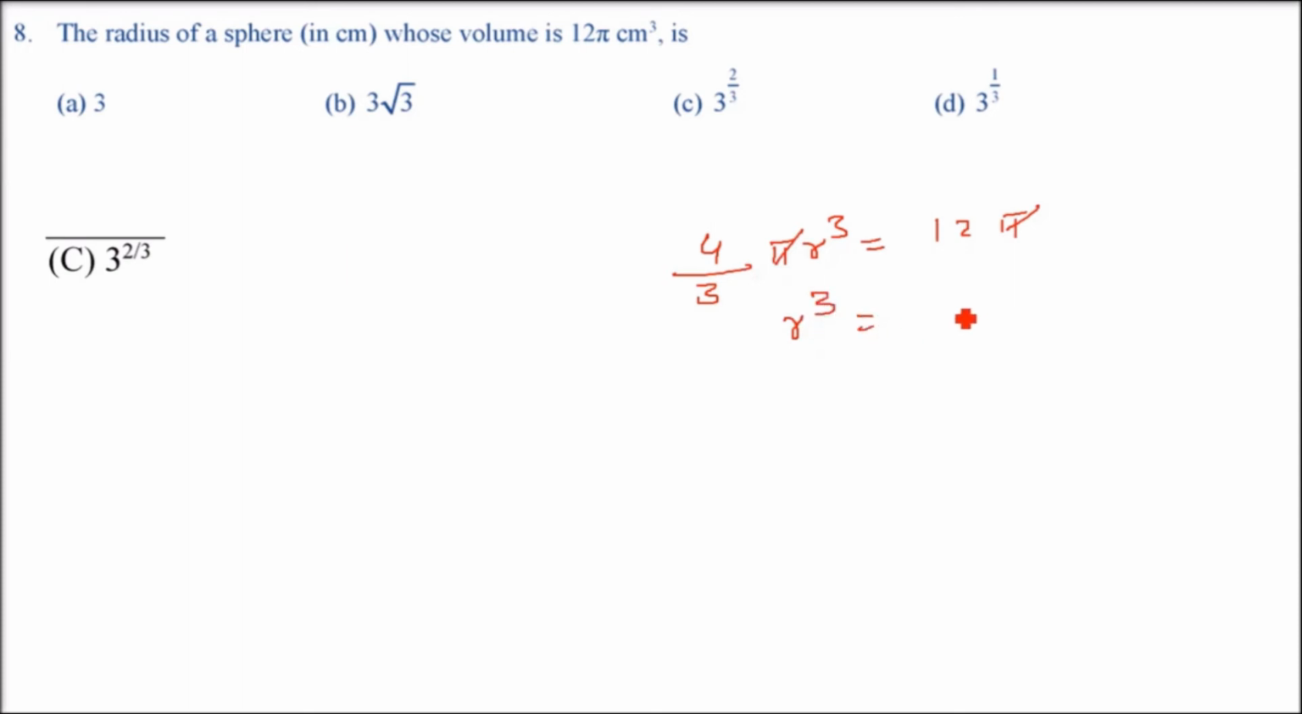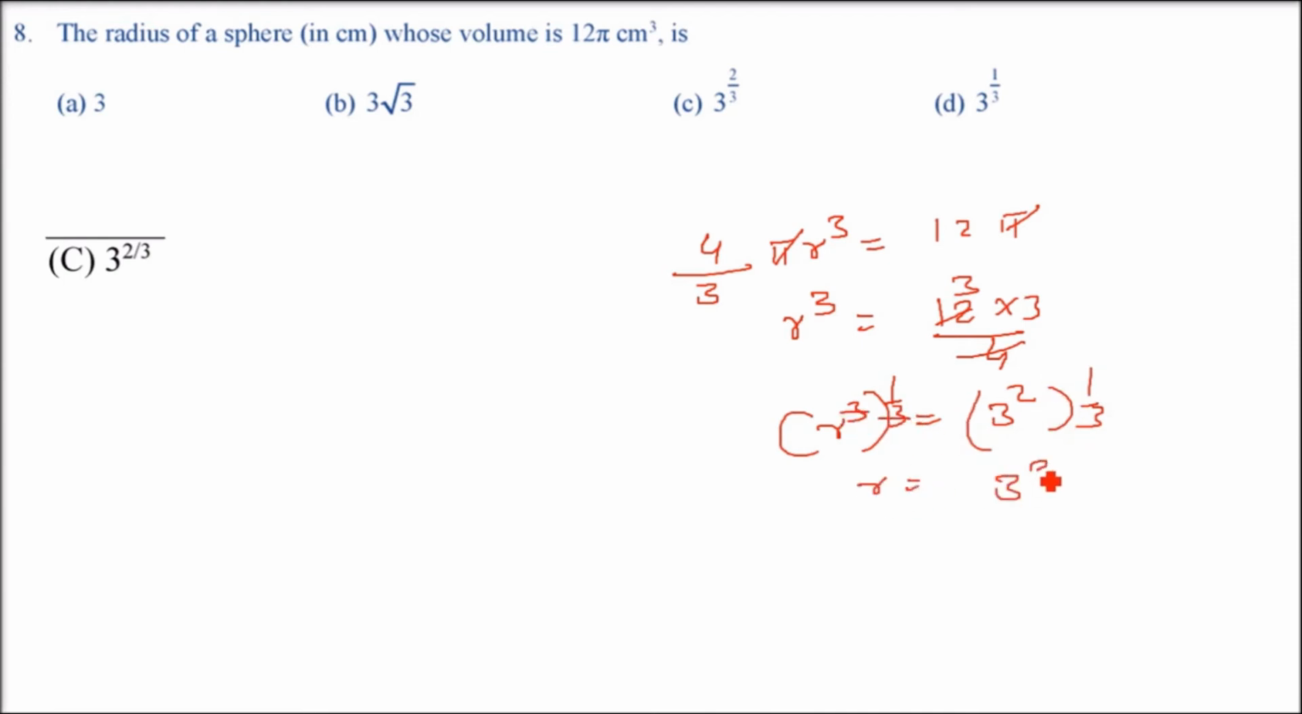You get r cube equals 12 into 3 by 4. 4 3s are 12. You get r cube as 3 square. Now you can take the cube root both sides, that is raised to the power 1 by 3 and raised to the power 1 by 3. Now this gets cancelled. r equals 3 to the power 2 into 1 by 3, which is 2 by 3. This is how option C is the correct option.